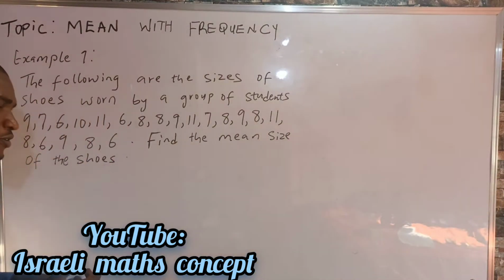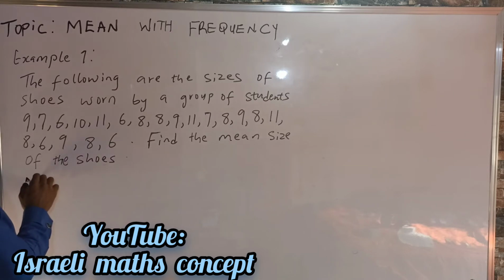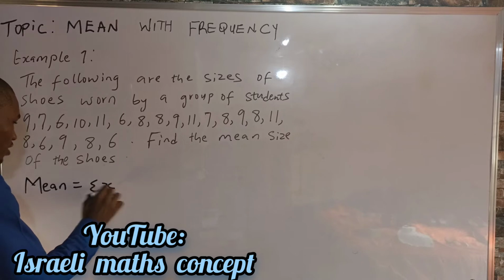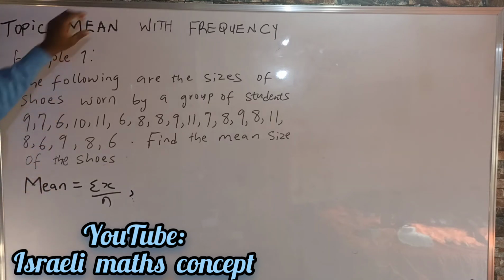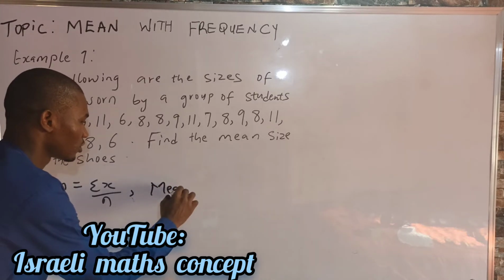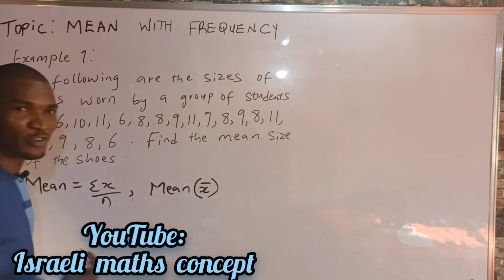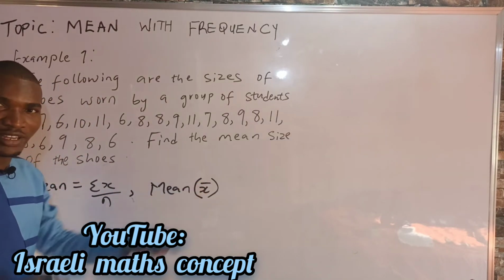Remember that in my previous video, I said that the formula for calculating mean without frequency is as follows: mean is equal to summation of x all over n. But in today's teaching, I shall give you another formula for calculating the mean with frequency. And that is mean. Remember that mean can still be called bar x, and obviously some persons call it x bar. So whether you call it bar x or x bar, they are still the same thing.